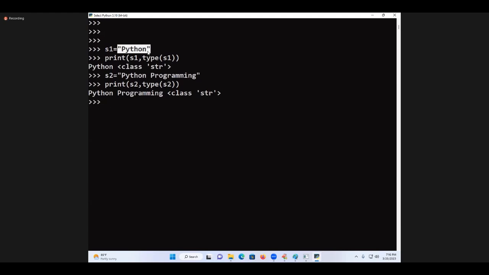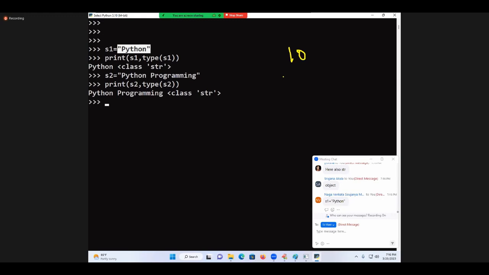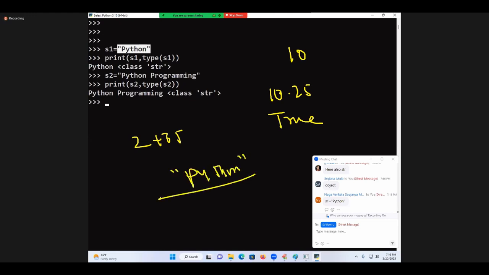String literal. So many times I said, still you are outdated only. What is 10? Integer literal. 10.25 is what? Float literal. True is called what? Bool literal. 2 plus 3j is called complex literal. How many types of literals in Python? I said primarily 5: integer literal, float literal, bool literal, complex literal, collections literal. Collection means what? Group.